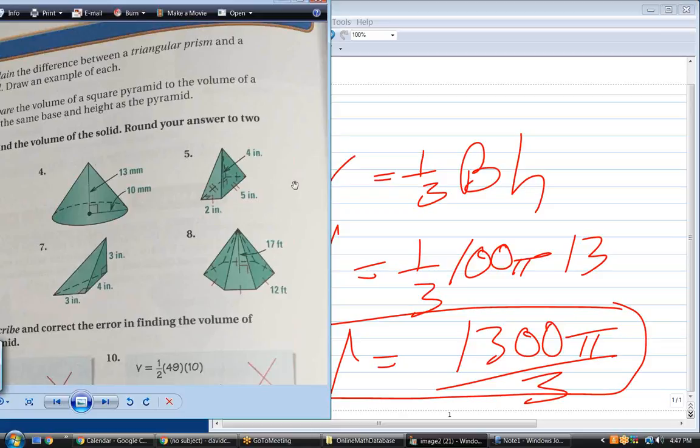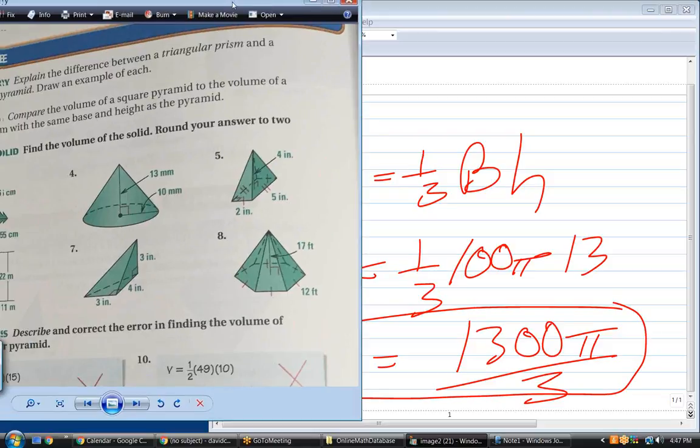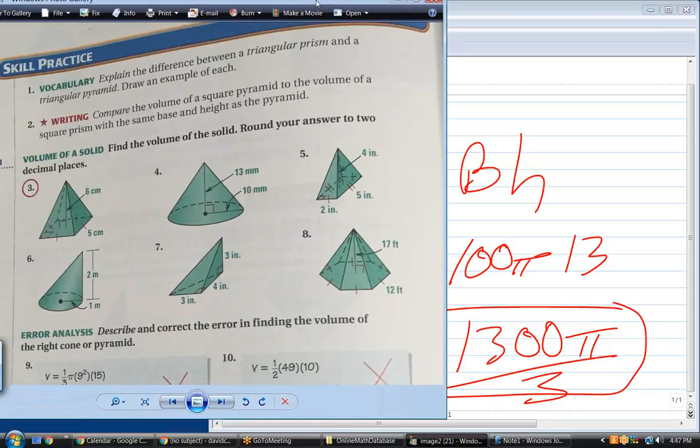So it's going to be the area of the base, 2 times 5, 1/3 of which is 10. 10 times 4 is 40 divided by 3, so that's 40 thirds cubic inches. Volumes are always cubic measurements.